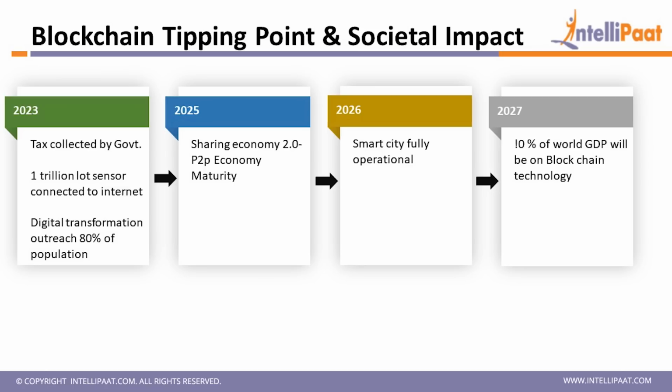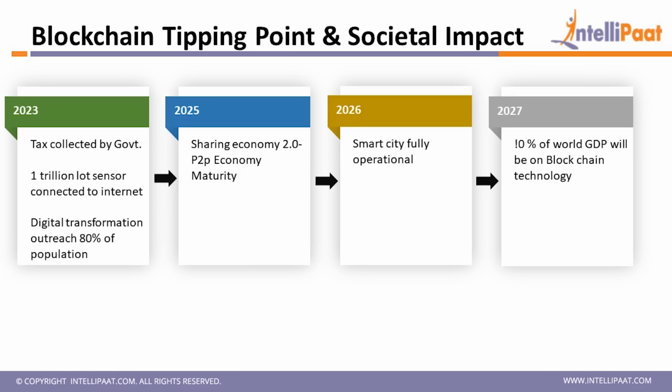Digital transformation of outreach of 80% of the population. Your masses and population shall start receiving things digitally. 80% of the population should start leveraging the features of digital technologies. By 2025, sharing economy 2.0, the P2P economy, peer-to-peer economy, can become very famous and can become an integrated part of the sharing. You may have smart cities fully operational based on blockchain by 2026, and by 2027, 10% of the world GDP will be on blockchain technology.